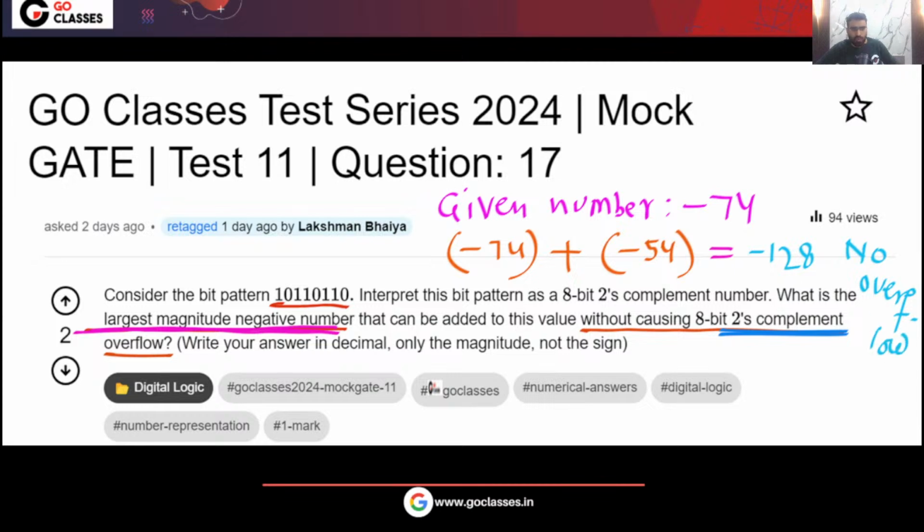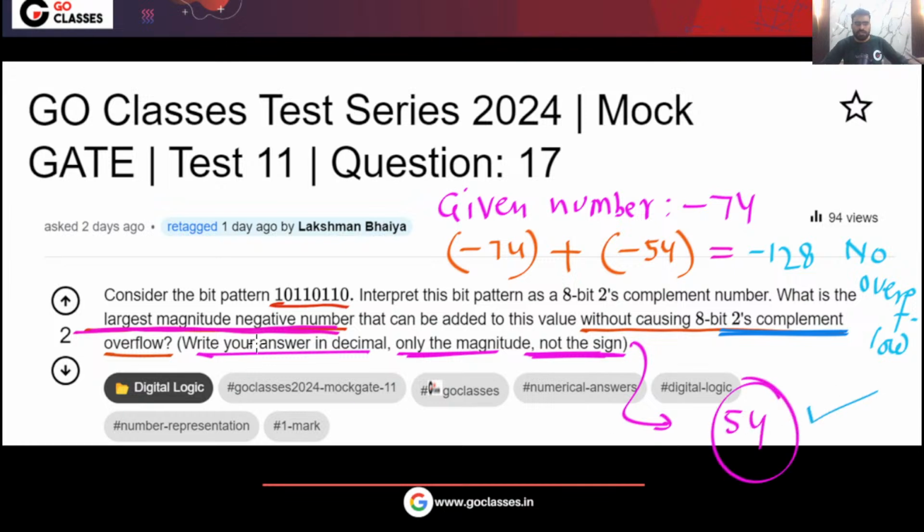Yes or no? There is no overflow. So the question is asking, write your answer in decimal. Only the magnitude you have to write, not the sign. So you have to write only the magnitude. So the answer will be 54. Okay. You can say the answer will be 54.